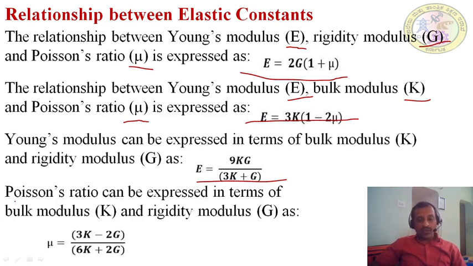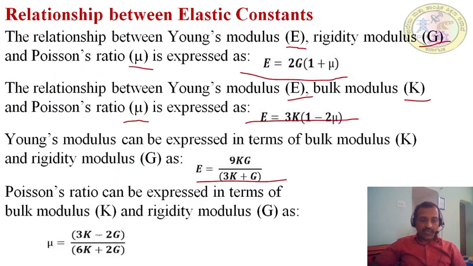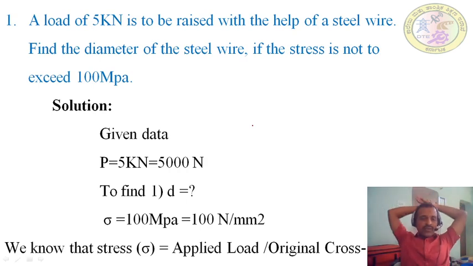Now, if you don't know the Poisson's ratio, but you know the other elastic constants, then with the help of those elastic constants you can find out the Poisson's ratio, and that relation is given in the last equation, that is mu is equal to (3K minus 2G) divided by (6K plus 2G). So now we will solve some of the problems on sessions 1, 2 and 3.